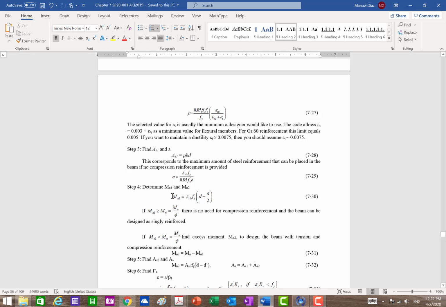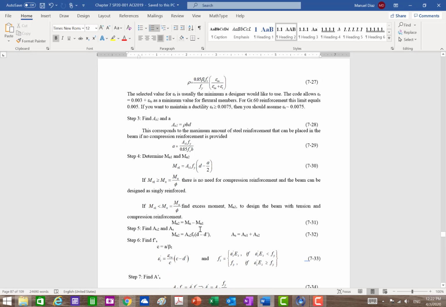Your Mn that you find with the tension only is less than what you need, and therefore there is a difference. So then you find the difference. The difference is what you carry with your compression reinforcement.